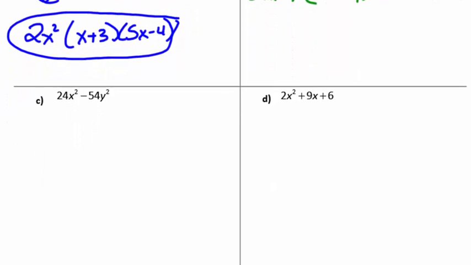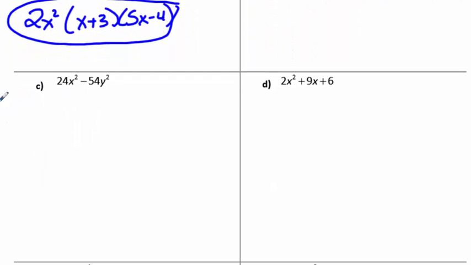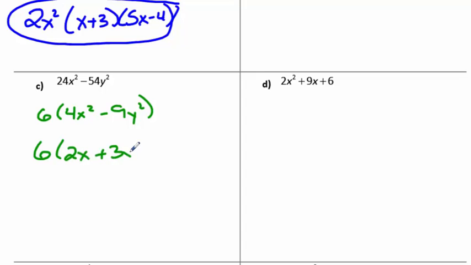In part C, 24 and 54 can both be divided by 6. So we're going to have 6 times 4x squared minus 9y squared. This is binomial. It's a difference of two squares. We can continue factoring. It's going to factor into conjugates. So 6 times 2x plus 3y and 2x minus 3y.